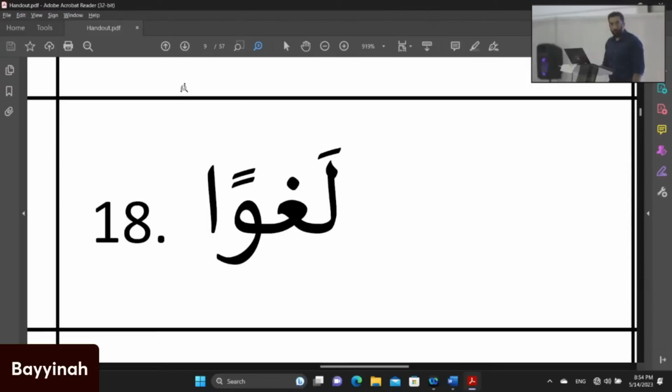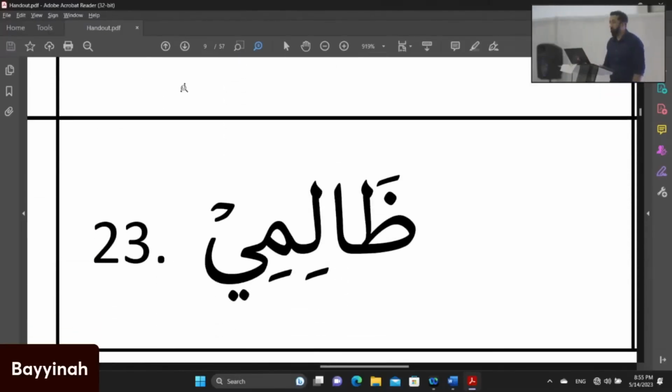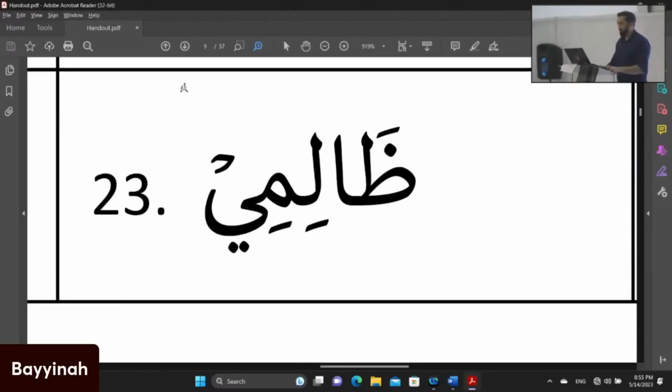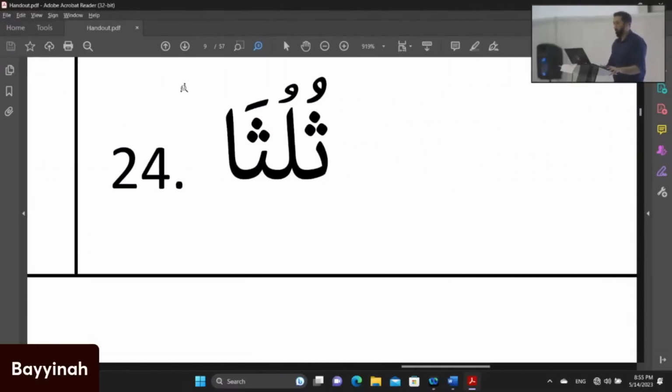Laghwan. Heavy. Light version? Would it be written differently? What would be different? There wouldn't be any alif. Laghwan would be laghwa. Zalimi. Ooh. Is it light? Go back to question number 1. Remember muallimi on top? It was the light version of what? Muallimina. So zalimi is the light version of zalimina. Very nice.